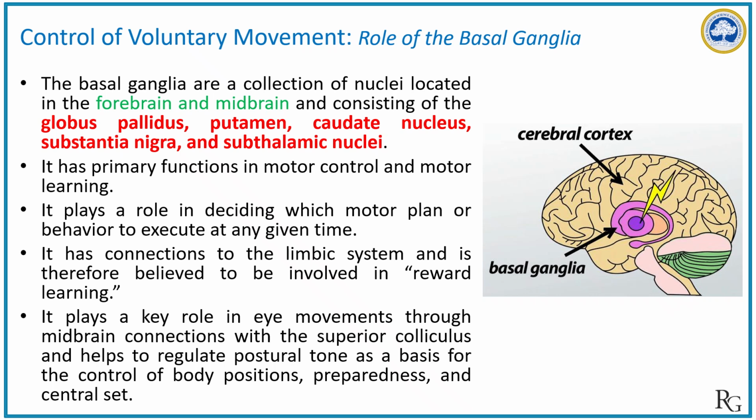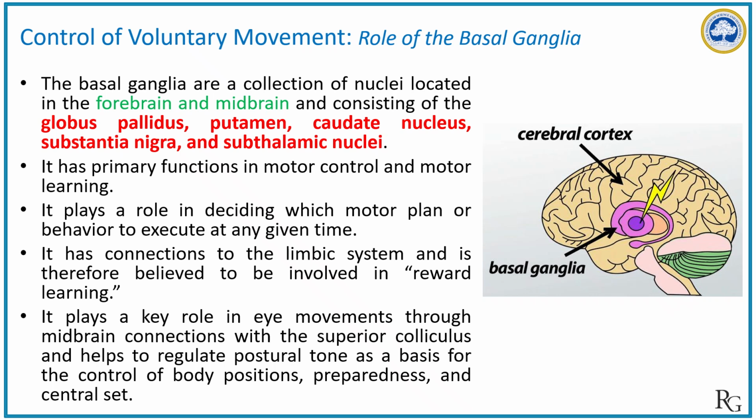One of the key functions is action selection. They help us decide which motor plan or behavior to execute at any given time. This ensures that the movements are purposeful and goal directed. Alongside selecting desired actions, the basal ganglia also suppress unwanted or inappropriate movements, which is critical for preventing involuntary motions.